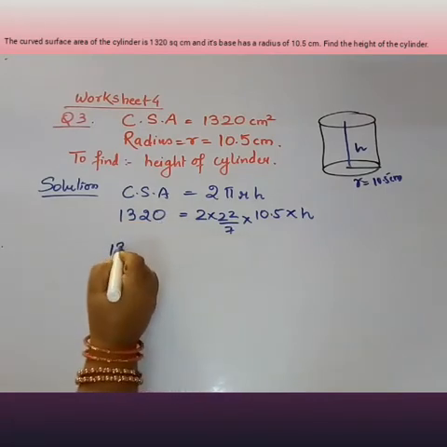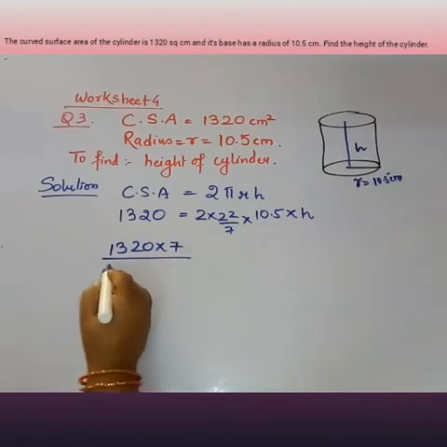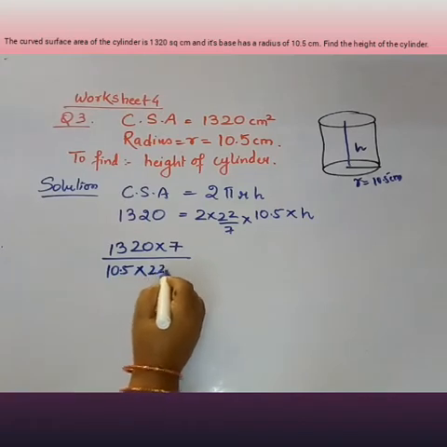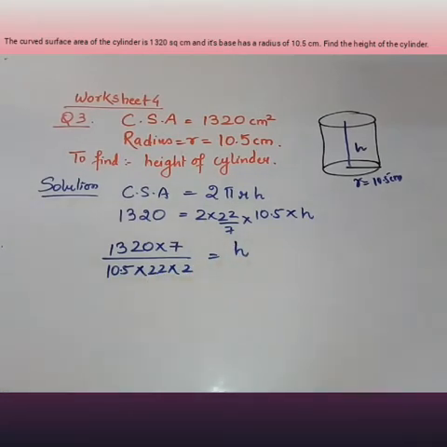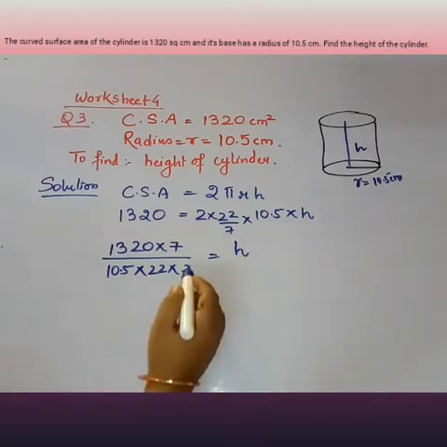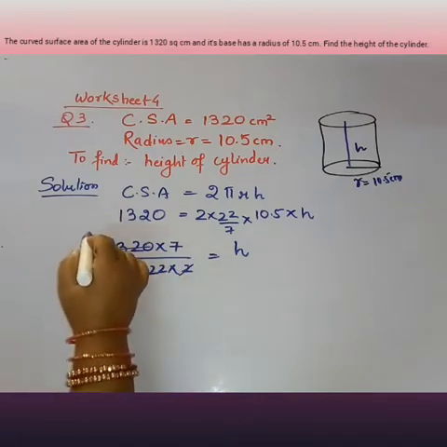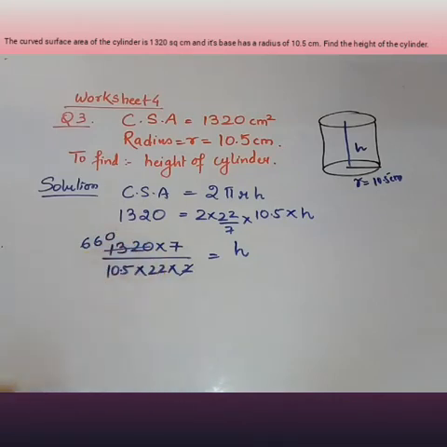This can be written as 1320 multiplied by 7, over 10.5, 22 into 2, is equal to h. Now let's cancel these two things. So we'll get here, going to cancel by the table of 2. Then by the table of 22.